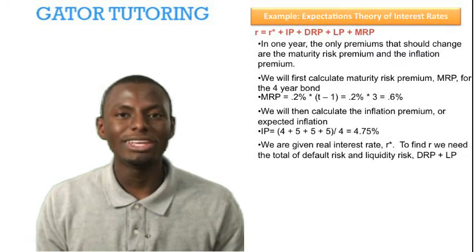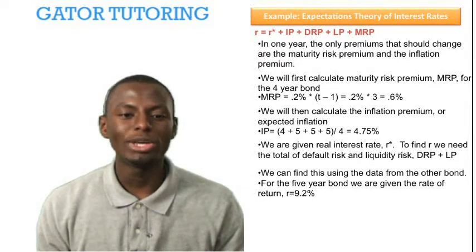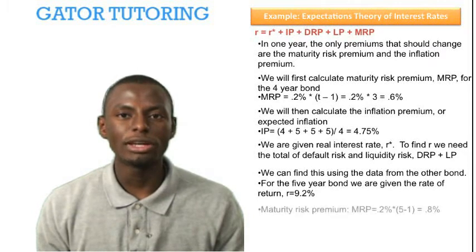To find R, we need to find the total default risk and liquidity risk, which is DRP plus LP. Since we don't have enough information to do this using the 4-year bond, we can find it using data from the other bond. For the 5-year bond, we are given the rate of return, R equals 9.2%.